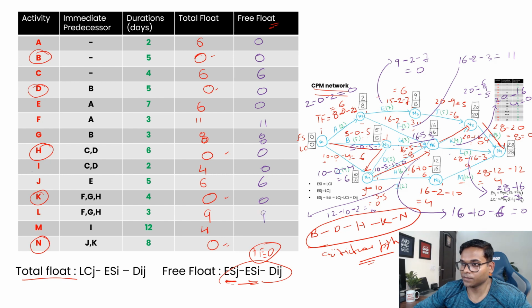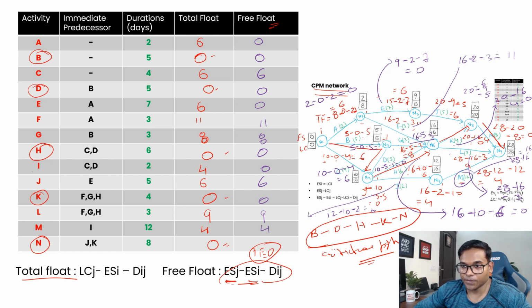Wait a minute, yeah, that's fine. Then M, where's this M? Here, right, this is M. So let's calculate for M. M is 28 minus this, so 28 minus 12, right, which is 16 minus 12, that is 4, so 4.